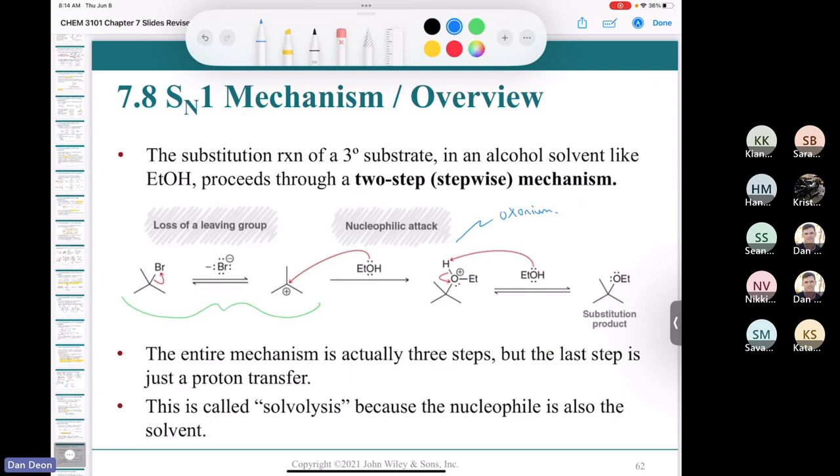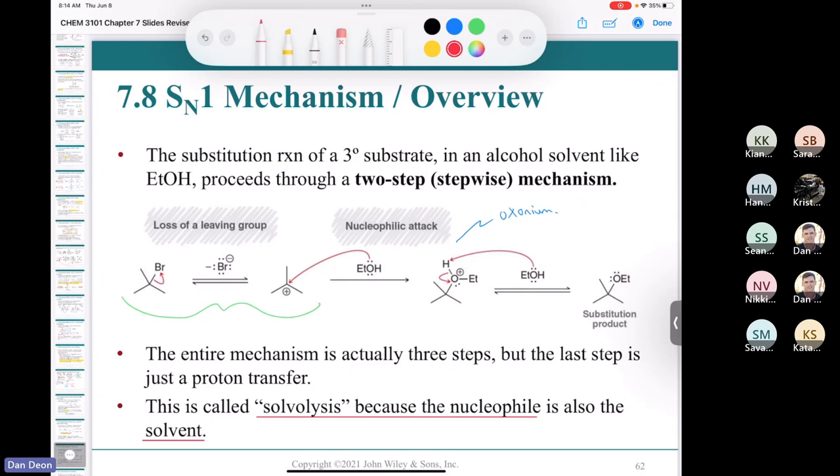So the entire mechanism is three steps, but the last step is just a proton transfer. We also call this a solvolysis reaction, okay? Solvolysis, this is a definition you should know. Solvolysis is when the nucleophile is also the solvent. It plays both roles. So if you're wondering, you just stir it around in ethanol, and that's all you have to do to get this reaction to work.